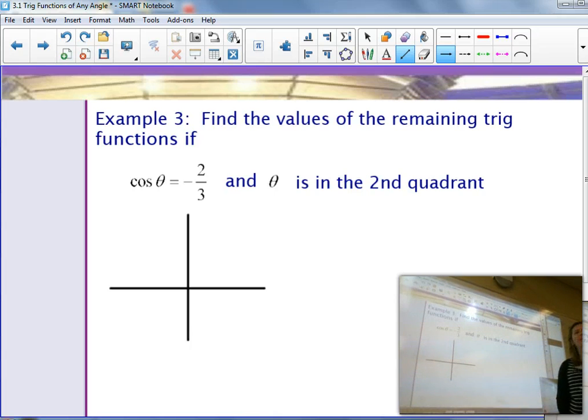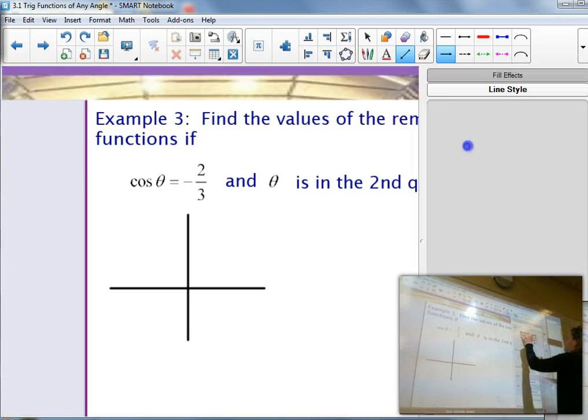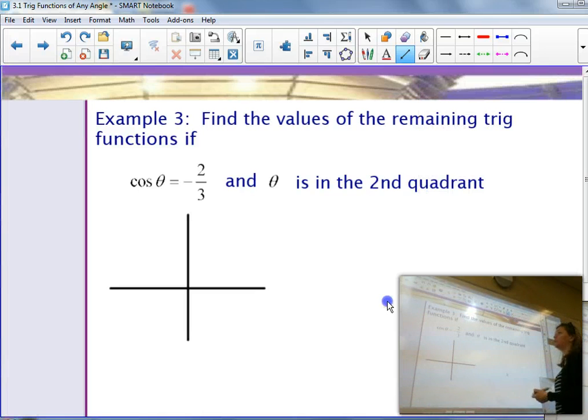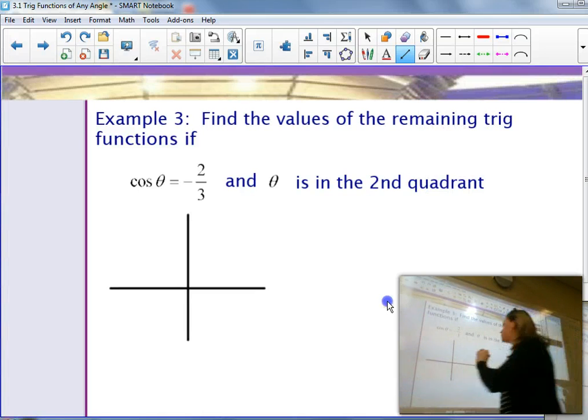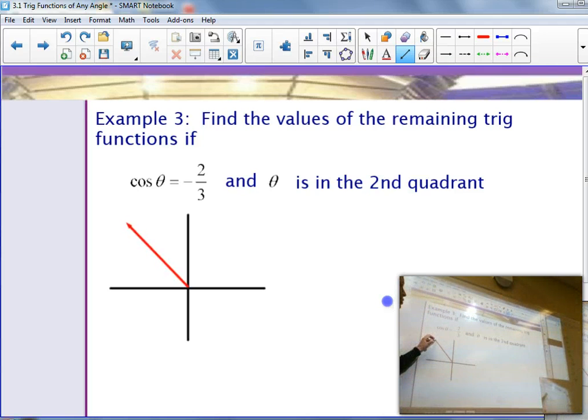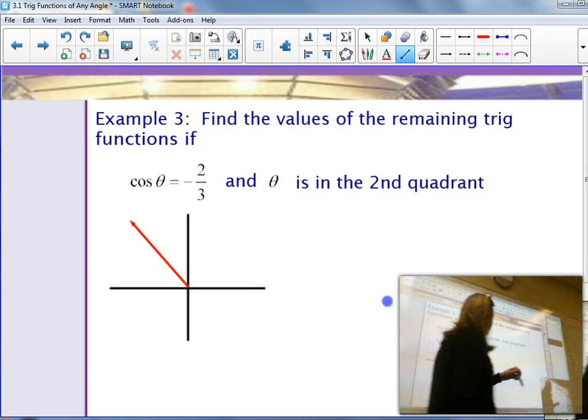Now, where is my angle going to live? Quadrant 2. So I'm going to start from the origin right here, and I'm just going to draw my angle somewhere into quadrant 2. It doesn't matter where you put it. If you wanted to be exact, you could be exact. But if not, don't worry about it. Just put it somewhere in the second quadrant.